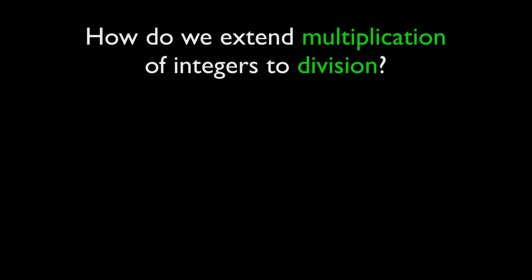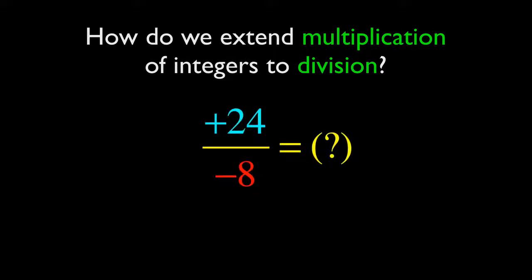In this math talk, we build on what we learned through our discussion of multiplication of integers, and we extend it to division. And so we say, how do we extend multiplication of integers to division? And it goes something like this. Our question is, positive 24 divided by negative 8. What would the answer to that be?